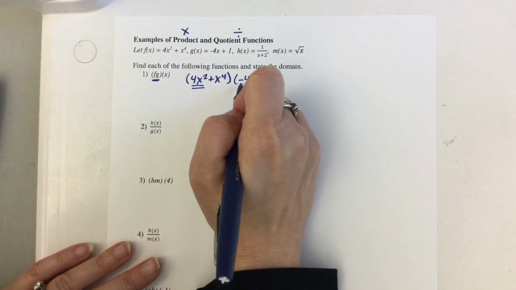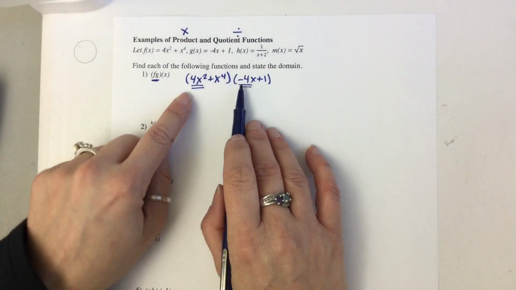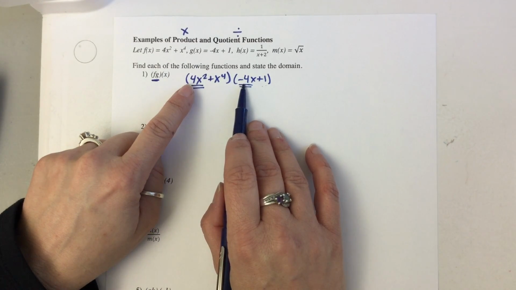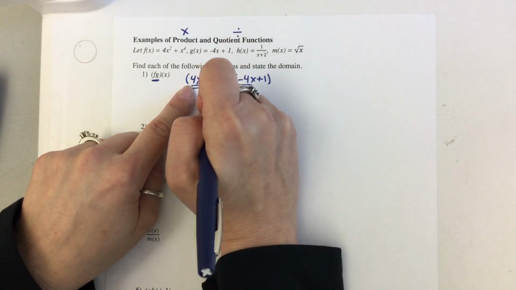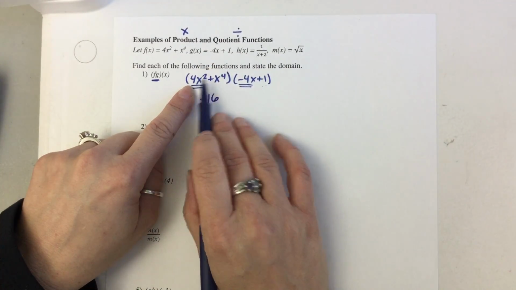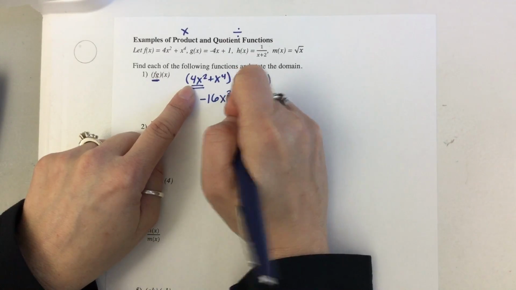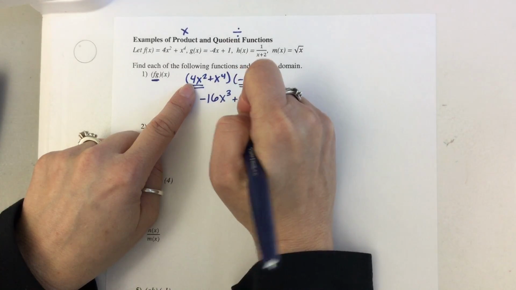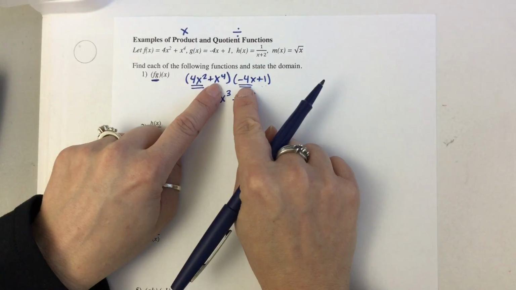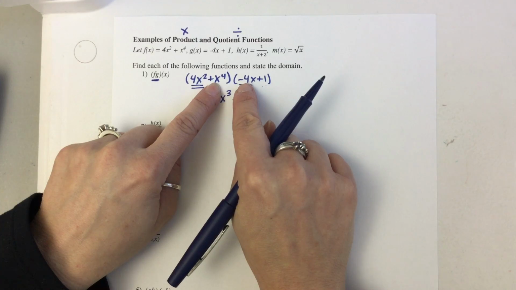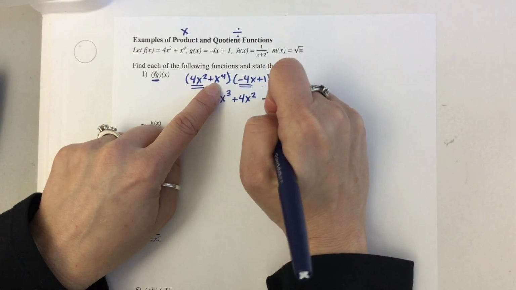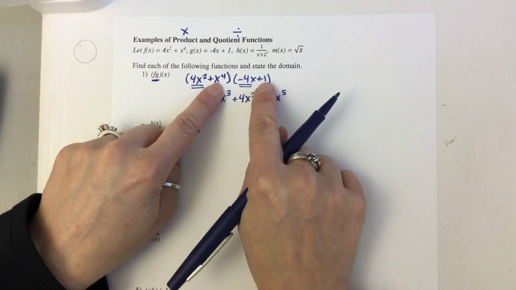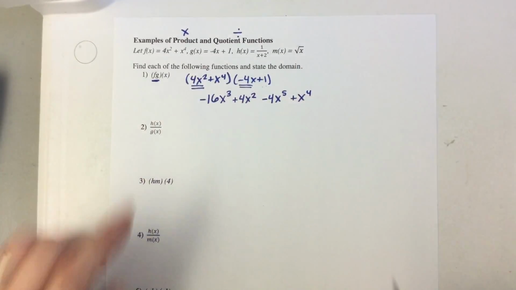If I have 4x squared times -4x, remember you multiply the numbers and add up how many x's you have. +4 times -4 is -16. 2 x's and 1 x gives me 3 x's. Outside, 1 times 4x squared is 4x squared. Inside, x to the power of 4 times -4x is -4x to the power of 5. Last, x to the power of 4 times 1 is x to the power of 4.